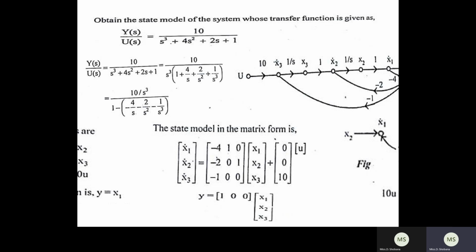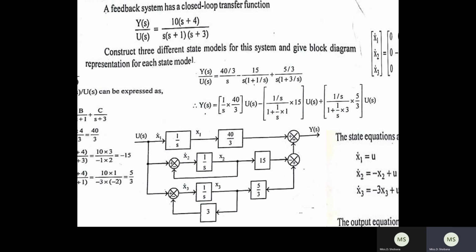The state model formula is x dot equals A into X plus B into U. So that will be the thing. Okay, and then you can see the next slide. You can see the canonical state model. So how can we write the canonical state model for any given transfer function?